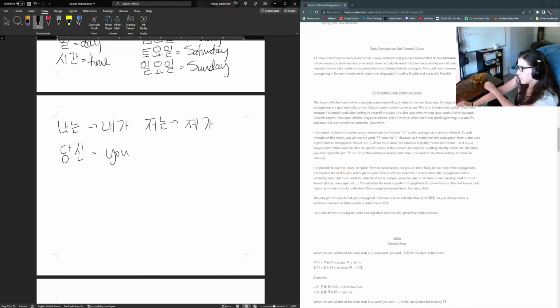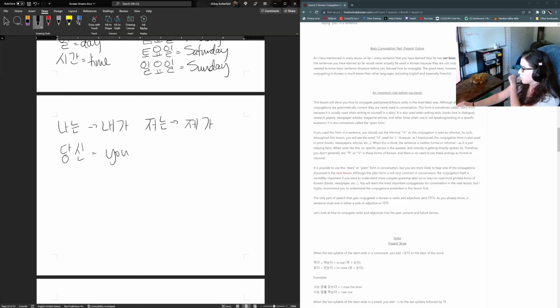It is possible to use this diary or plain form in conversation, but you are more likely to hear one of the conjugations discussed in the next lesson. Although the plain form is not very common in conversation, the conjugation itself is incredibly important if you want to understand more complex grammar later or learn to read more printed forms of Korean. You will learn the most important conjugations for conversation in the next lesson, but I highly recommend that you understand the conjugations presented in this first lesson.